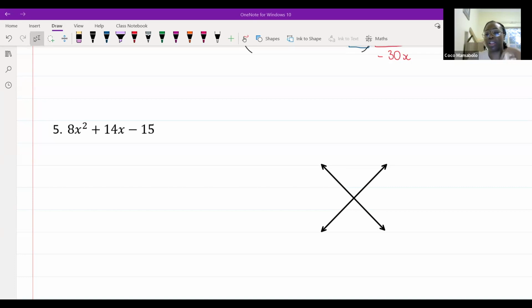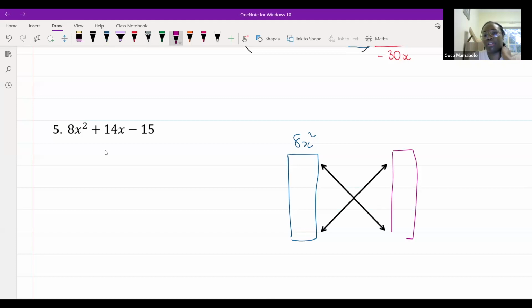All right, peeps, let's have a look at this question real quick. Is there a common factor? No, there's no highest common factor. So we're going to jump straight into the factors of 8x squared, and on the other side, the factors of 15. Our objective here is to get positive 14x in the end. I know the factors of 8 are going to be 1 times 8 and 4 times 2.